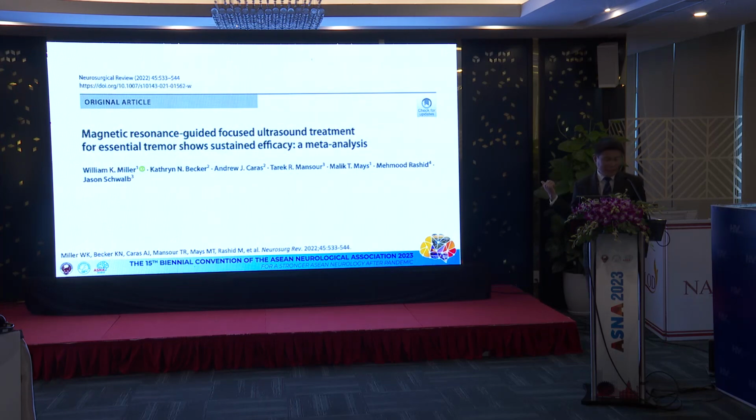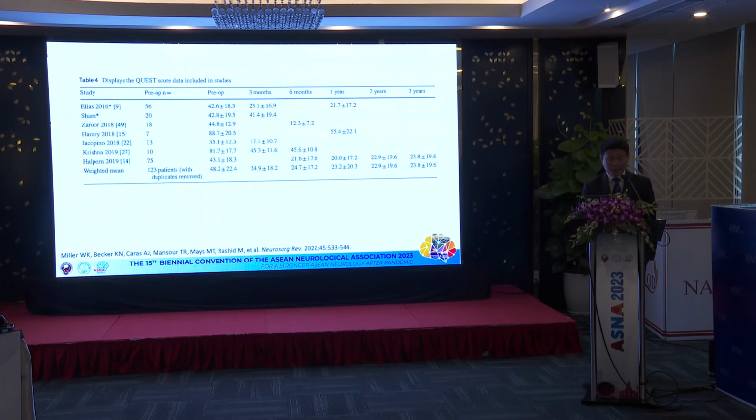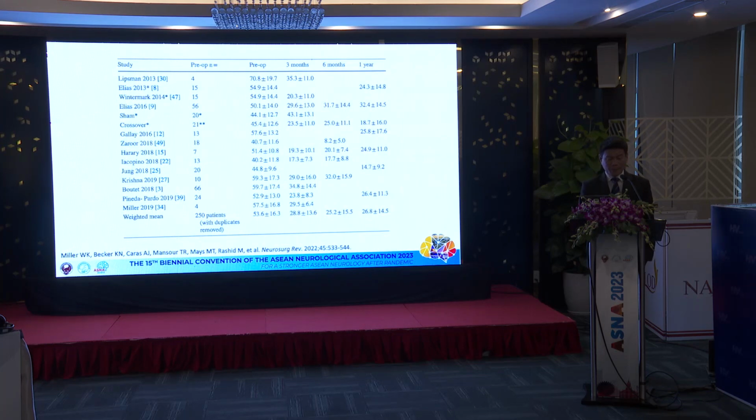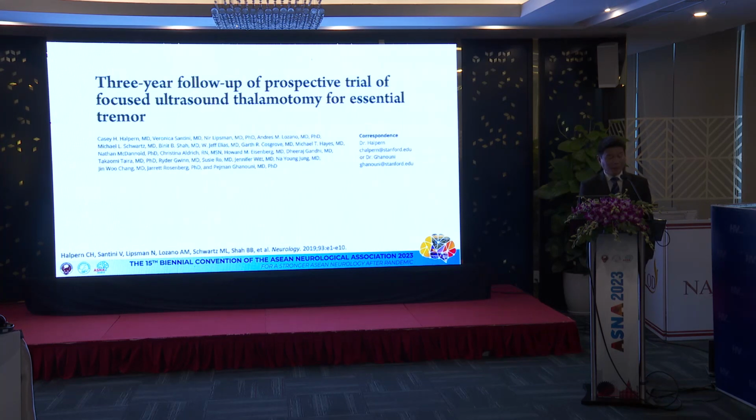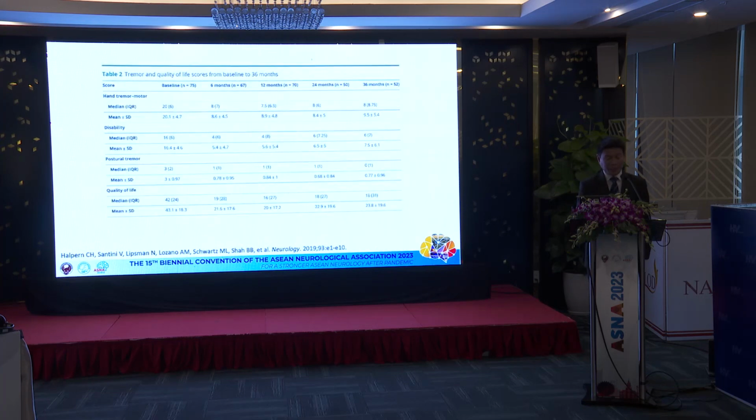A meta-analysis in 2022 showed a sustained efficacy of the HIFU for the treatment of essential tremors. So pre-op scores, and then at 3 years, there's definitely sustained improvement. Same thing in a 3-year follow-up prospective trial. In terms of the baseline score, the median tremor score would be about 20, and at 36 months, it's down to just about 8. And in terms of quality of life, there's definite improvement.